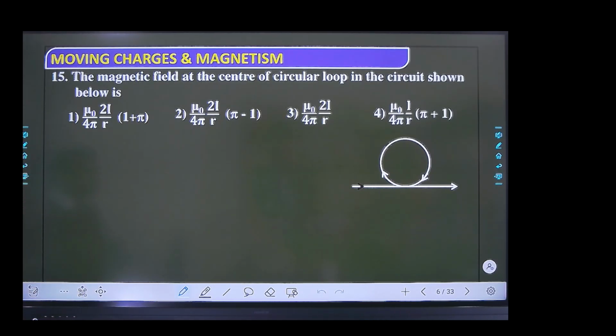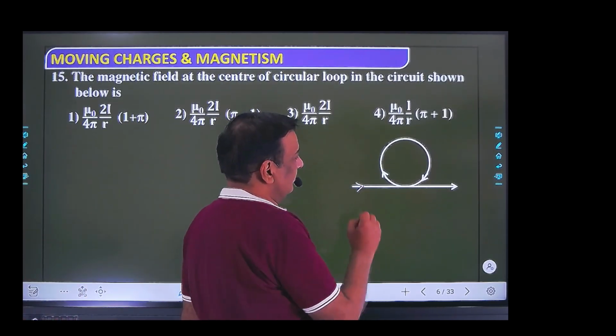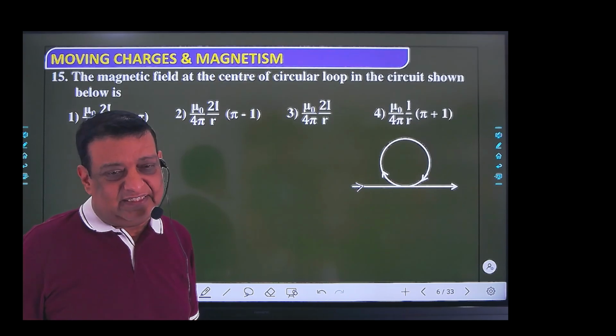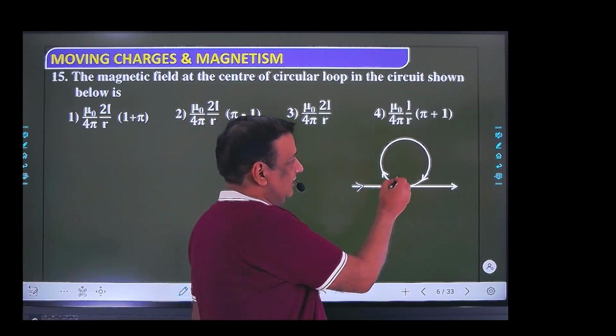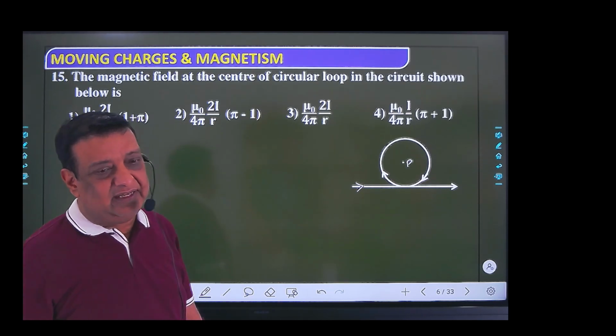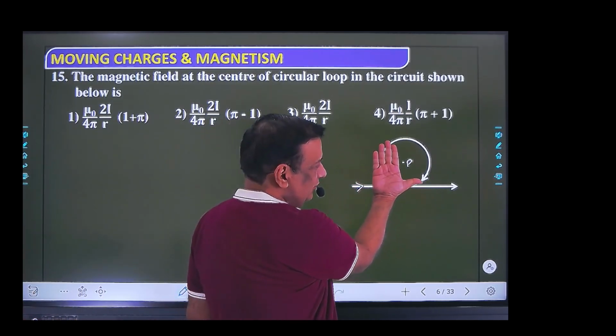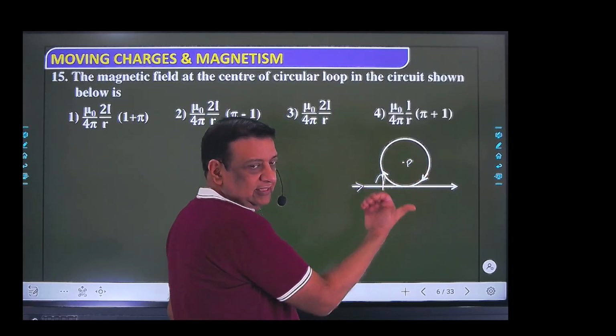Next, the magnetic field at the center of the circular loop in the circuit shown in the figure. We are given a circular loop and a long straight wire. Both have magnetic fields at the center in opposite directions. Let's find the magnetic field of the wire at the center. Thumb in the direction of current, fingers towards B. The magnetic field will be outwards.